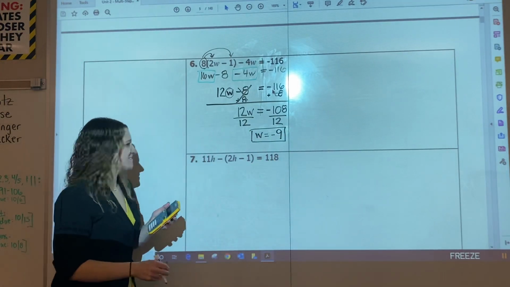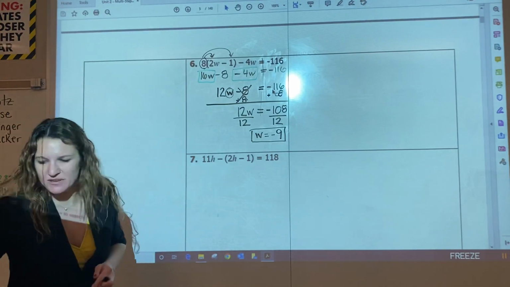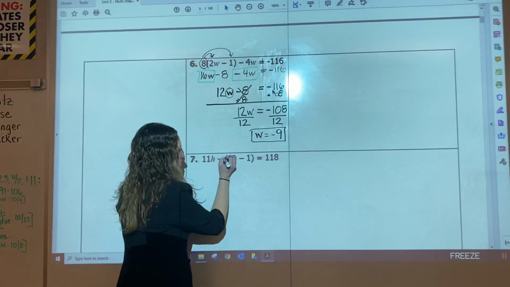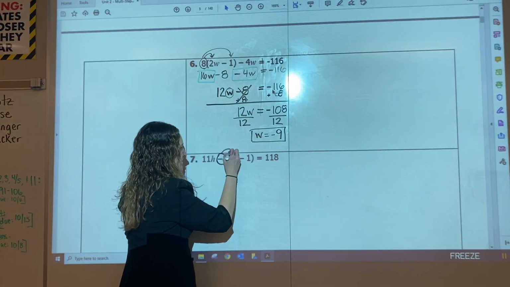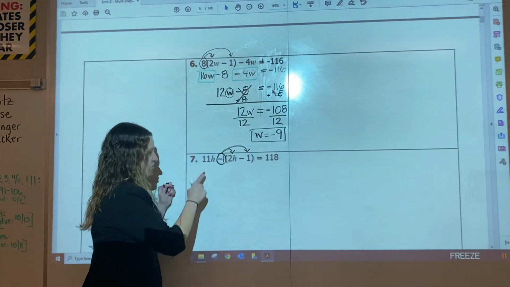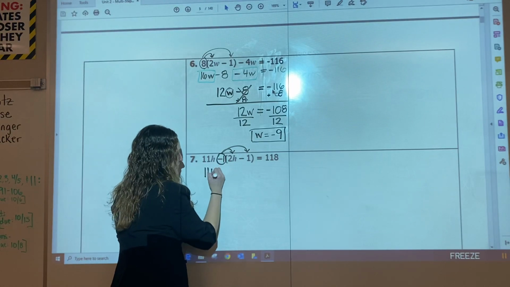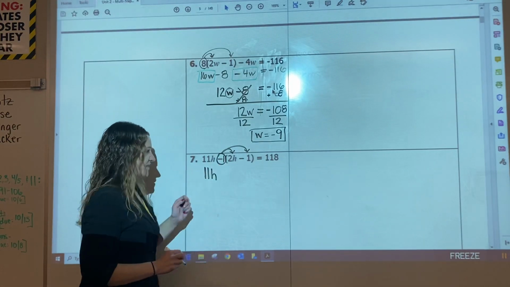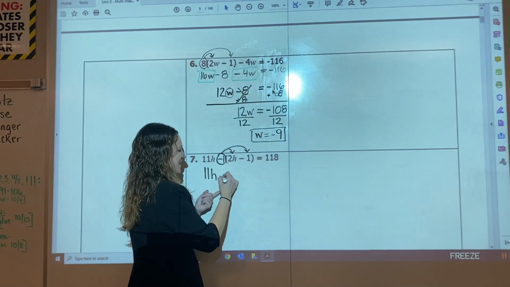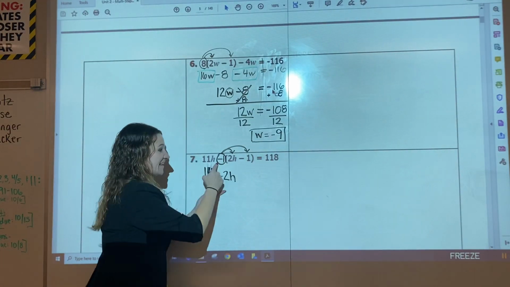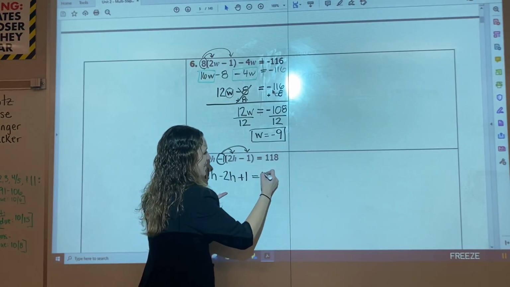All right, let's look at number 7. Number 7, very similar as well. Here I do have to distribute, but this time I'm going to be distributing the -1. So before I forget it, the 11h is going to come down. All right, there's my 11h. Now I'm going to distribute the -1. -1 times 2h is -2h. -1 times -1 gives me a +1. Then I'm going to bring down everything else.